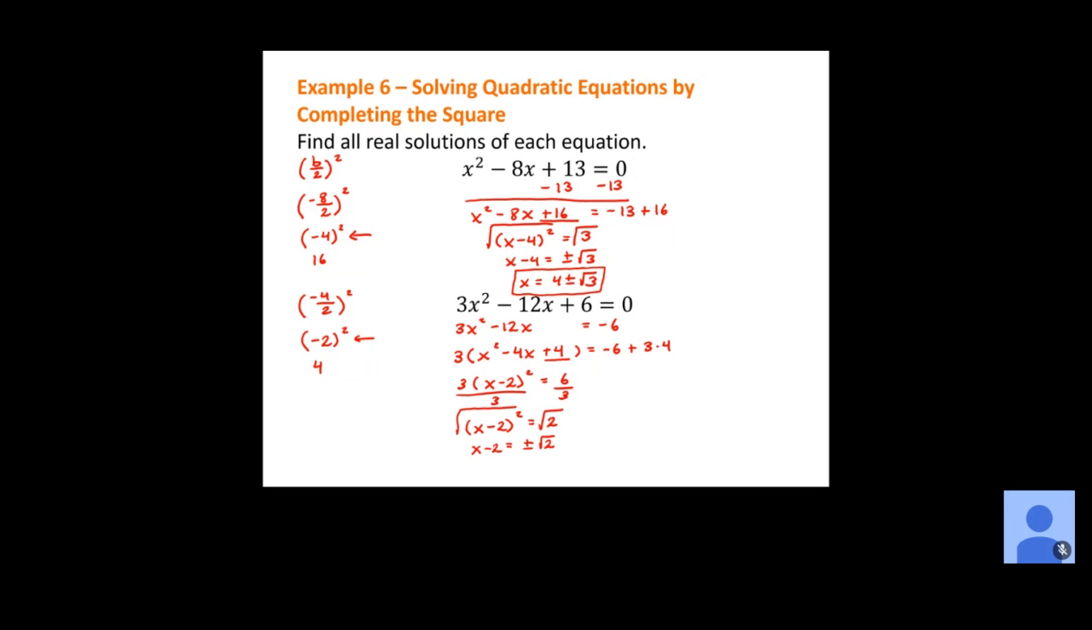And then our last step is to do what? Good. Add the 2 to both sides. And so now we have x equals 2 plus or minus square root of 2. And this would be our answer. Any questions on any of those steps now?